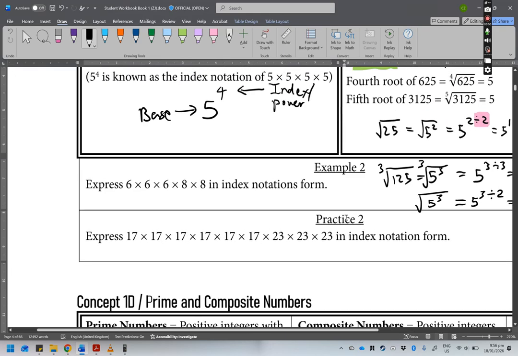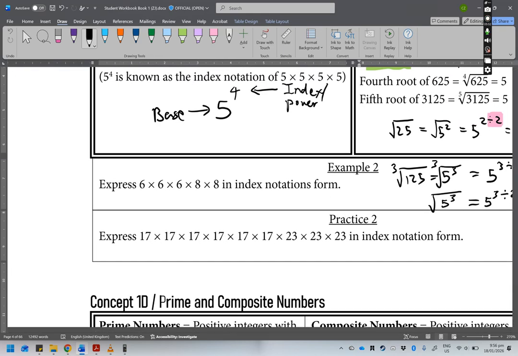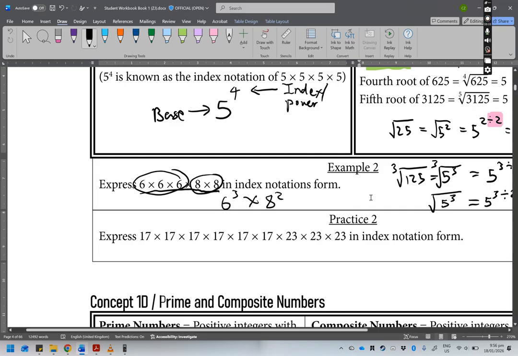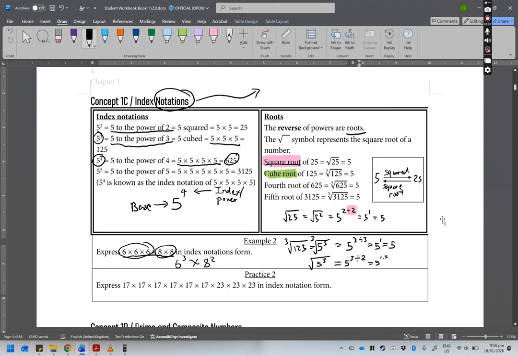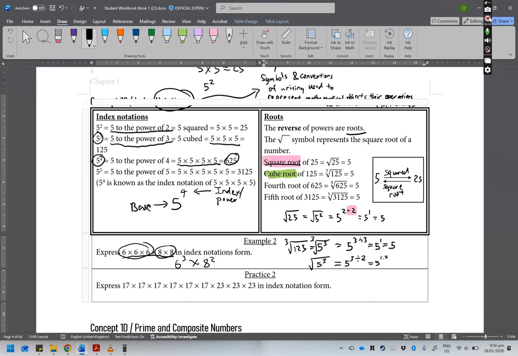And so an example of index notation: 6 times 6 times 6 times 8 times 8 is simply 6 cubed, because there are 3 sixes, and 8 squared because there are 2 eights. And that is concept 1C, index notation.